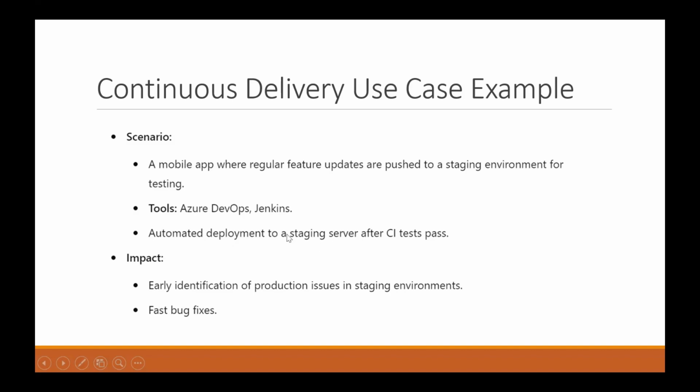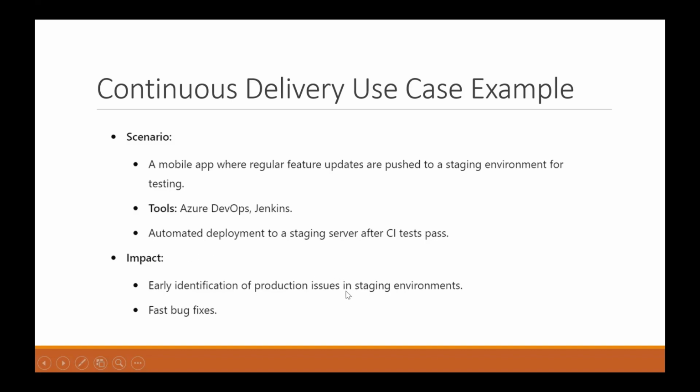Automated deployment to a staging server after CI tests pass. CI is nothing but the continuous integration pipeline. So once your continuous integration pipeline is complete, that will automatically trigger the continuous delivery pipeline, which will deploy the code automatically till the staging environment. And for production, if everything is fine, manual approval is required, or someone approves, and only then will it deploy to the production.